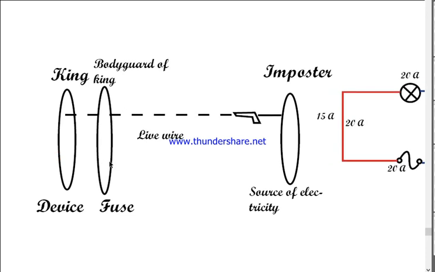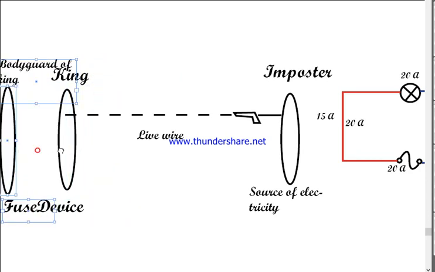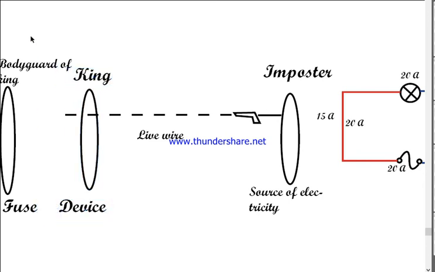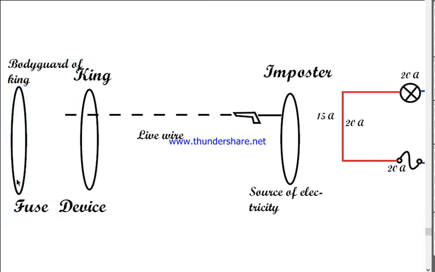But what happens if the bodyguard stays behind the king? This is quite funny or interesting, whatever you want to say. If the bodyguard stays behind the king and boasts, saying to the imposter, if you want to get to the king, you have to get to me first. You have to kill me first. Before you kill me, I will not let you touch the king. Will he be able to protect?